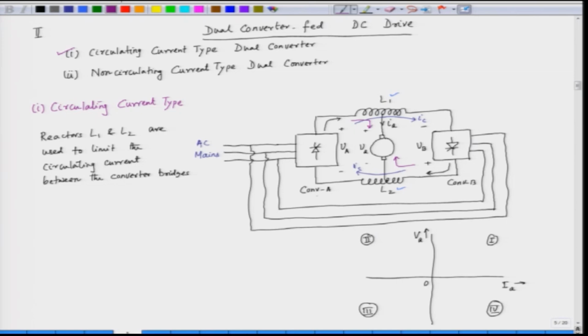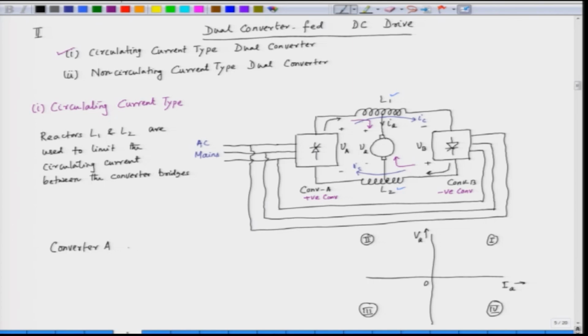So, we sometimes call converter A a positive converter, or P converter, this can supply the positive current. Converter B sometimes is called a negative converter, this can supply the negative current. So, in this case, for converter A, the voltage can be negative, but the current will always be positive.